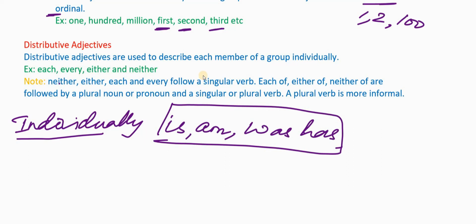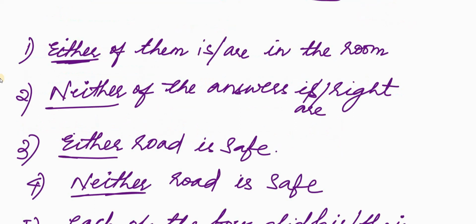When these words each, every, either and neither are used with the preposition of, each of, either of, neither of, they are said to be pronouns. They are said to be distributive pronouns and not distributive adjectives. And when you use these words as distributive pronouns, they can have either singular or plural verb. Confused? Well, don't be. Let's look at the examples here to understand when these words can act as adjectives and when these words can act as pronouns.